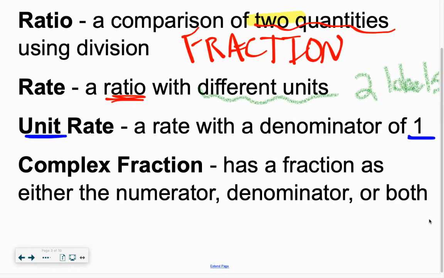Now a complex fraction has a fraction in the numerator, denominator, or both. Basically, what I say is a complex fraction is a fraction in a fraction. And sometimes there are two fractions in the fraction. And that is somewhat fun.